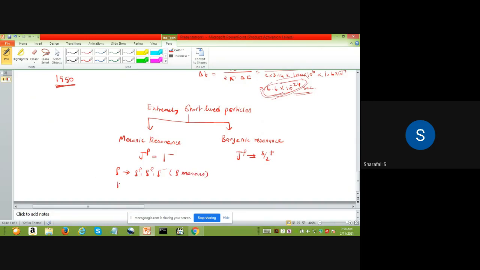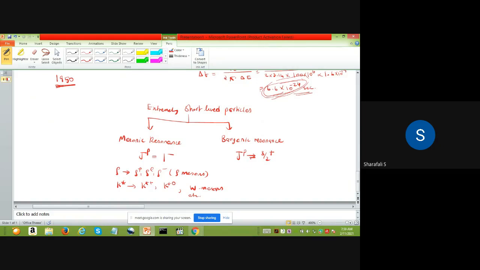Then we have K star. These are kaons, but they are not the original kaons that we just discussed; these are resonances. Kaon resonances, that's why I put K star. In this group we will have K star plus and K star 0. Another one is the W mesons. There are many such examples; I'm just listing some of them.